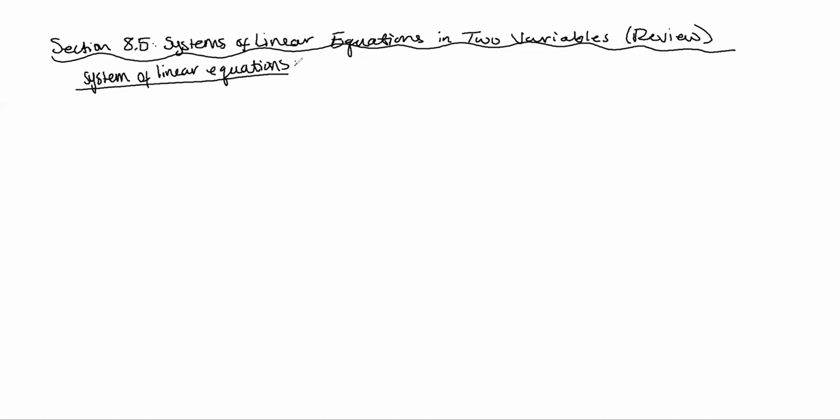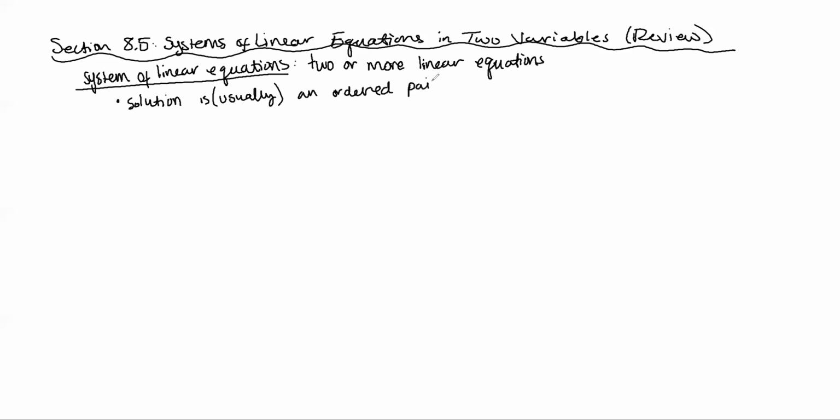A system of linear equations is just when you have two or more linear equations. The solution for the system, besides a couple of special cases which we'll see, is usually an ordered pair, because what we're basically looking at is where the two or more lines intersect.